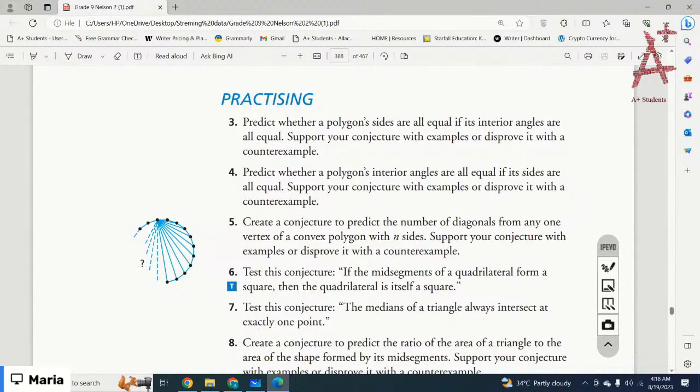Okay, predict whether a polygon's sides are all equal if its interior angles are equal. Support your conjecture with an example. Polygon sides are all equal. Support your conjecture with an example.